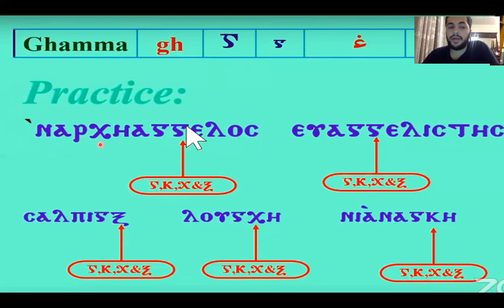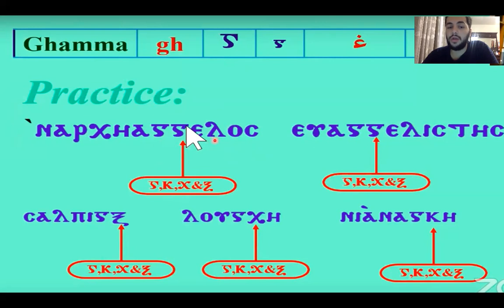Here, this is going to make an SH sound. And then we have eta, alpha. So "in, r, she, a," then we have the two gammas which make the NG sound. So it's going to be "ang, e, los."